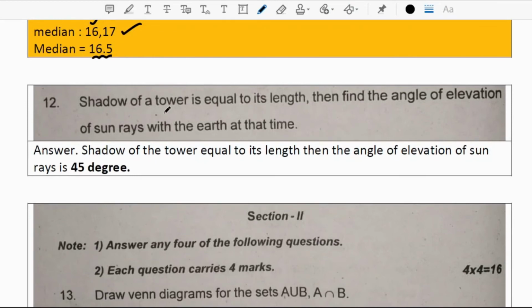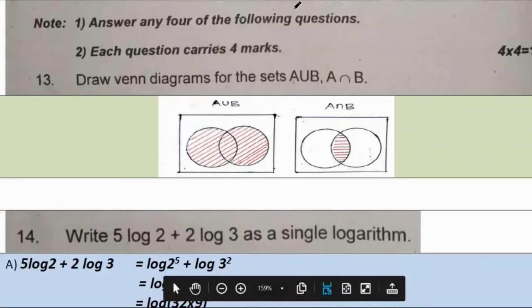12th question. Shadow of a tower is equal to its length. Then find the angle of elevation of sun rays with the earth at that time. So shadow and the height of the tower are equal. For example, this is the height of the tower and shadow, both are equal. So if both are equal, obviously this angle will be 45 degrees, students.